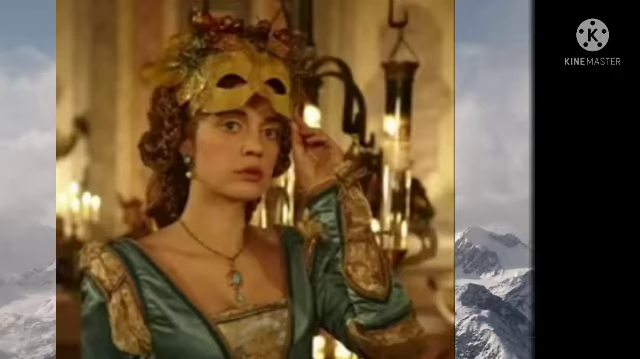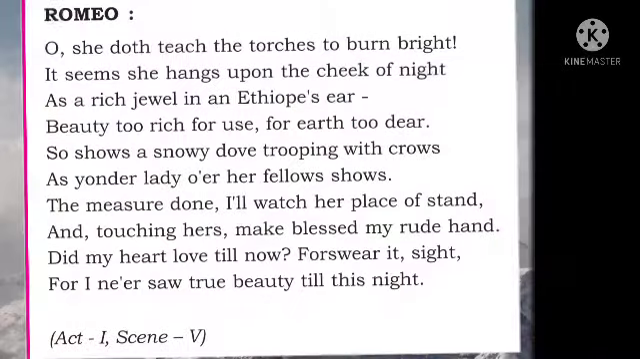Now let's have the first extraction. Oh, she doth teach the torches to burn bright. It seems she hangs upon the cheek of night, as a rich jewel in an Ethiope's ear, beauty too rich for use, for earth too dear. So shows a snowy dove trooping with crows, as yonder lady o'er her fellows shows. The measure done, I'll watch her place of stand, and touching hers, make blessed my rude hand. Did my heart love till now? Forswear it, sight! For I ne'er saw true beauty till this night. Oh, she doth teach the torches to burn bright.